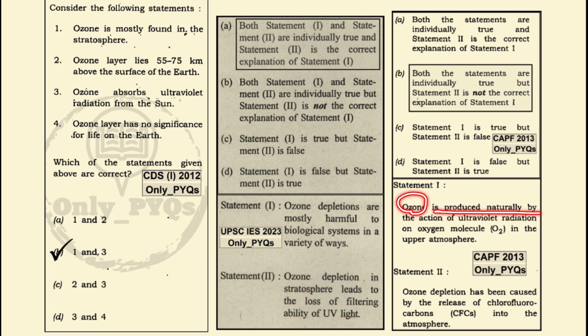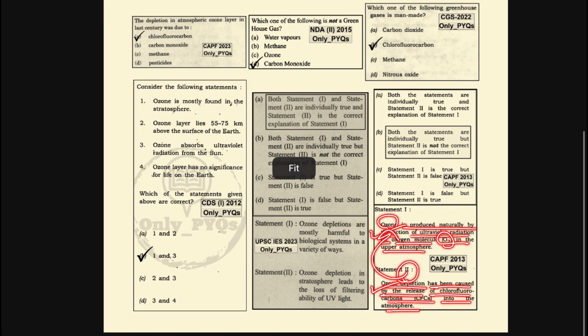Ozone is produced naturally by the action of the ultraviolet radiations on oxygen molecule, that is O2, in the upper atmosphere. Yes, this is correct statement. Ozone depletion has been caused by the release of the chlorofluorocarbons into the atmosphere. Yes, this is also a correct statement, but this is not the correct explanation for this.